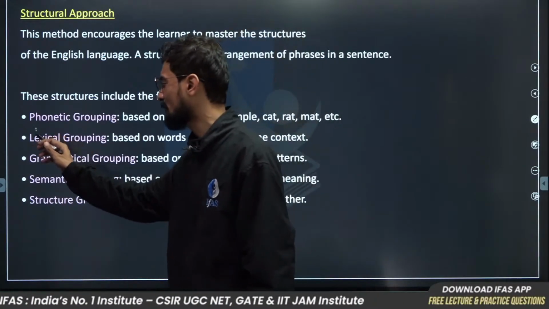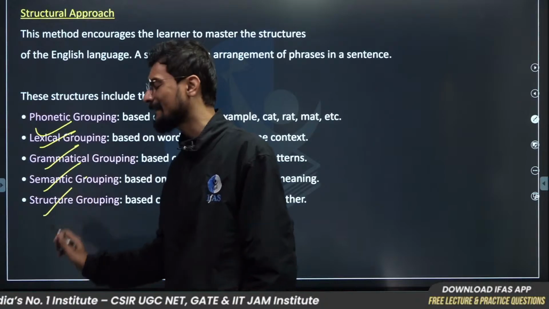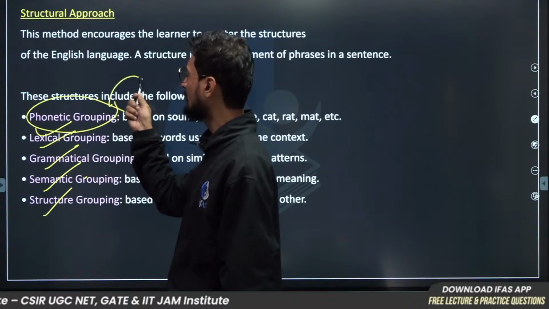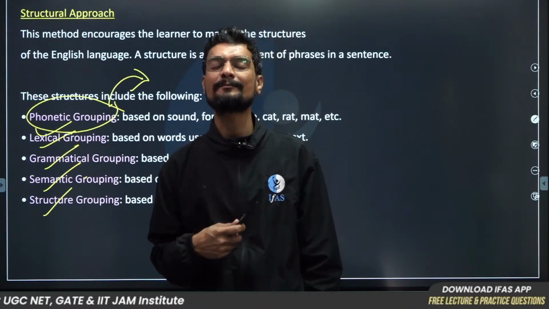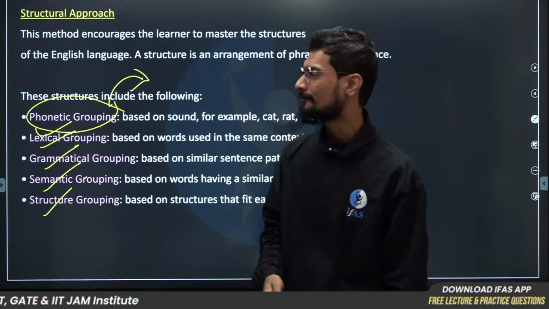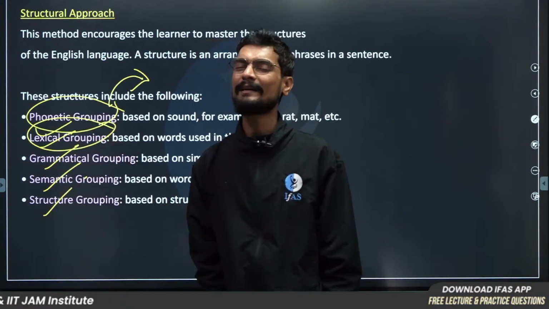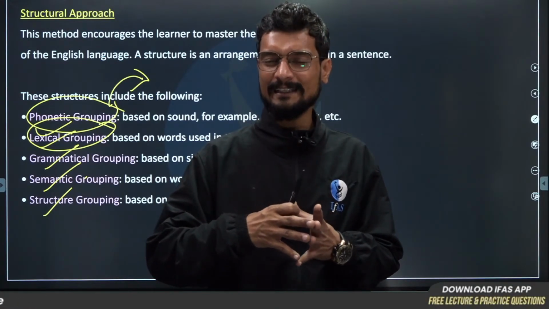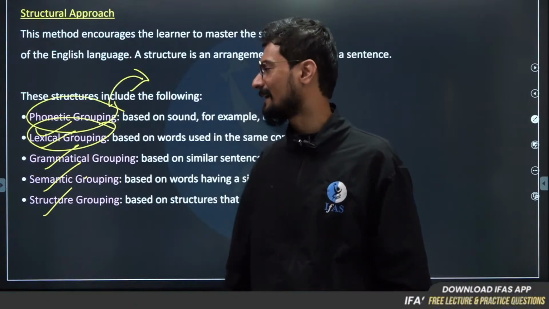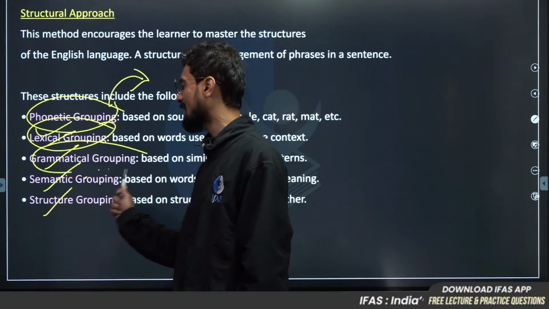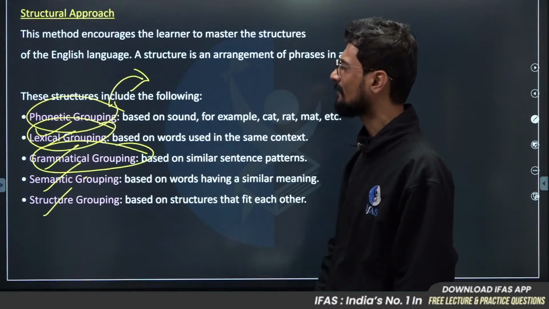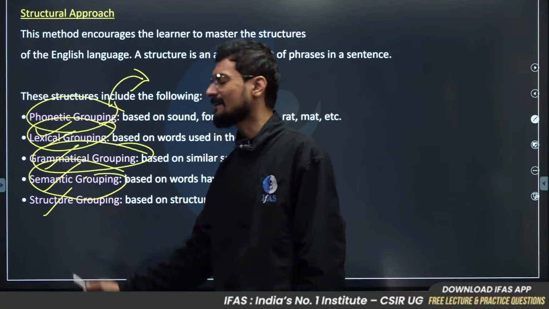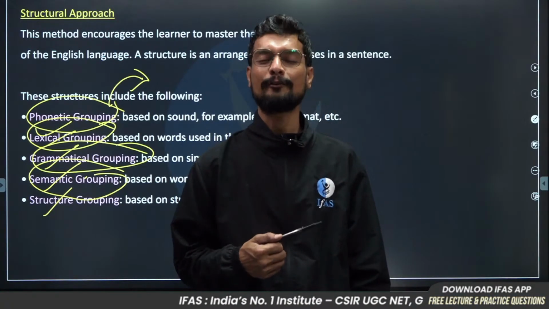For example, phonetic grouping, lexical, grammatical, semantic, or structure. Phonetic grouping means we have talked about the phoneme, how a phoneme alters the meaning when we utter a particular alphabet. Lexical means how a particular word is formed through lexemes, the smallest part of a language, the morpheme. Grammatical grouping is the kind of structure you will notice on this smart screen. Semantic grouping is the kind of structure in the formation of a sentence.